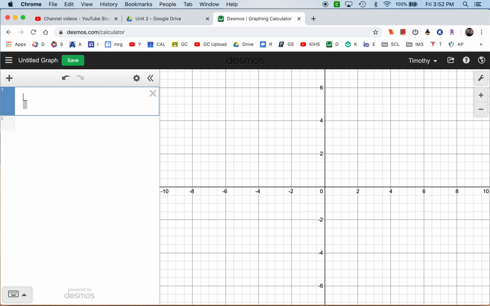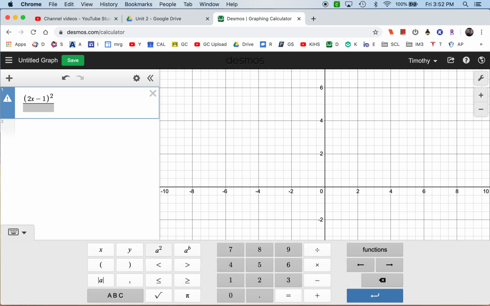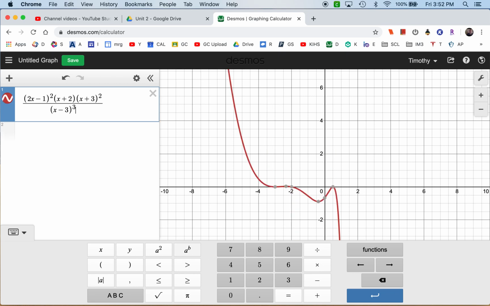So when I come here and type it in, and it's going to be long to type in, 2x subtract 1 squared, x plus 2, x plus 3 squared, and then the denominator has x subtract 3 cubed, x plus 2, and x plus 3. All right, I think I typed it in right.